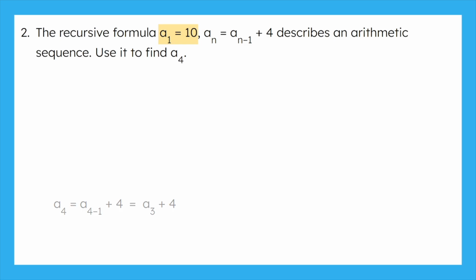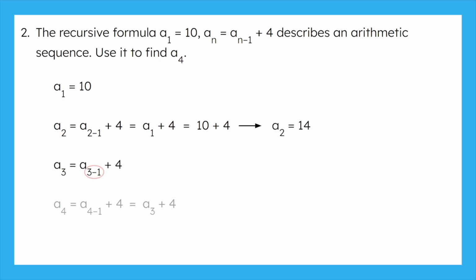So we know that a sub 1 is 10. By replacing n with 2, we get a sub 2 equals a sub 2 minus 1 plus 4. A sub 2 minus 1 is just a sub 1, and we know that it's 10. Substituting gives us 10 plus 4, so a sub 2 equals 14. Let's keep going to a sub 3, which equals a sub 2 plus 4. A sub 2, as we just found out, is 14, so a sub 3 equals 18.